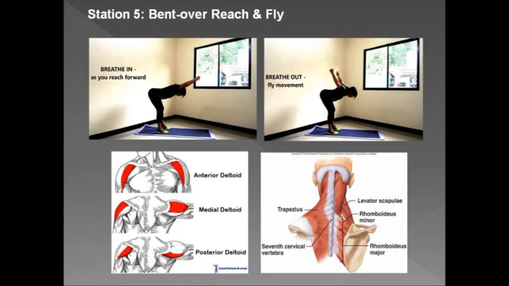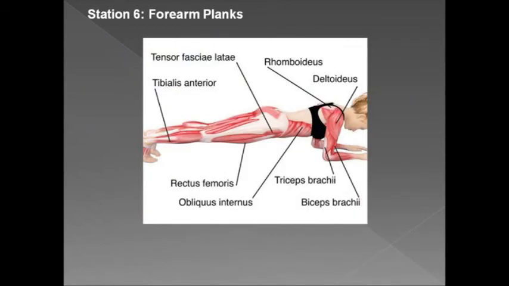Then we have bend over, reach, and fly. So do the tabletop, then reach forward, breathe in, then fly movement, breathe out. And the target muscles are your anterior and medial deltoids. Ayan. And also the posterior deltoid. Then we have the forearm planks, and here are the target muscles. So this exercise directly targets the muscles of the abdominals.